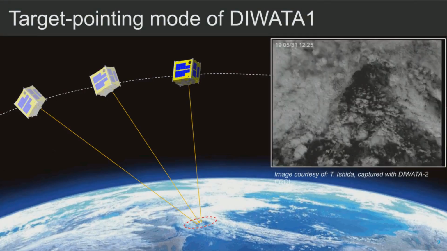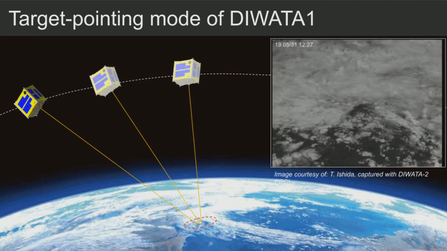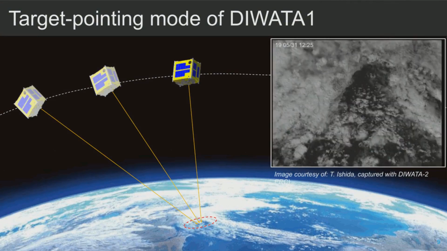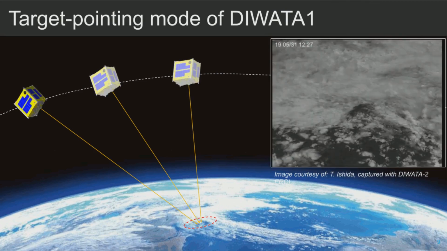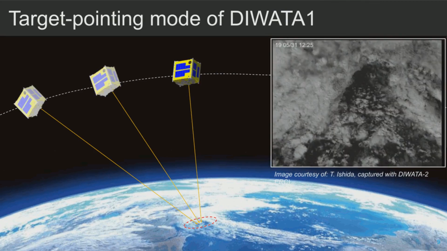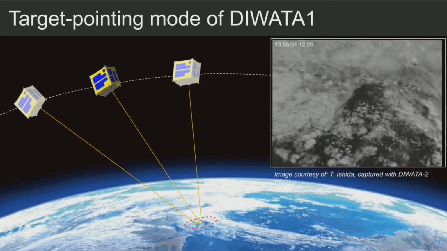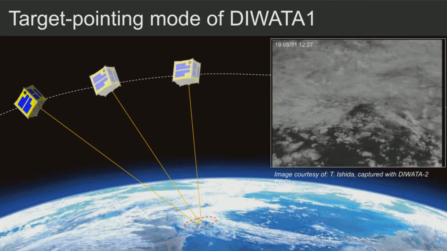Diwata-1 was capable of capturing stereo images by using its target pointing mode, which reorients the microsatellite to look at a single location as it moves through its orbit. Each orientation will then have an image of the same location viewed from a different angle.